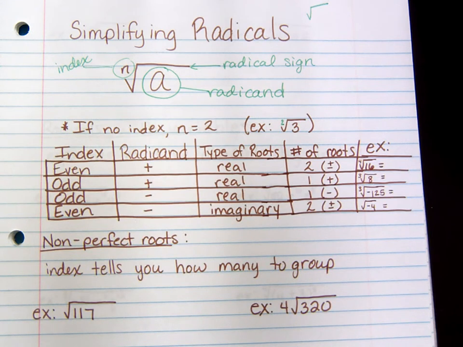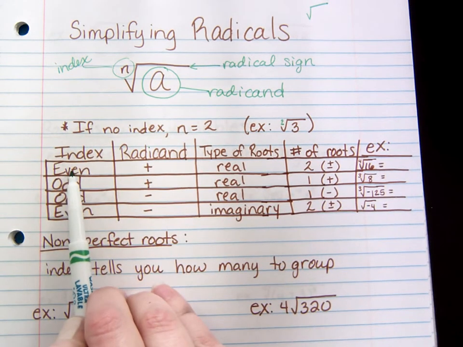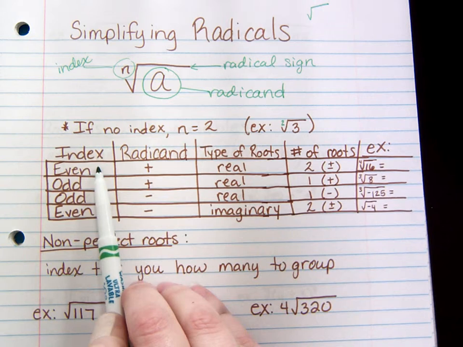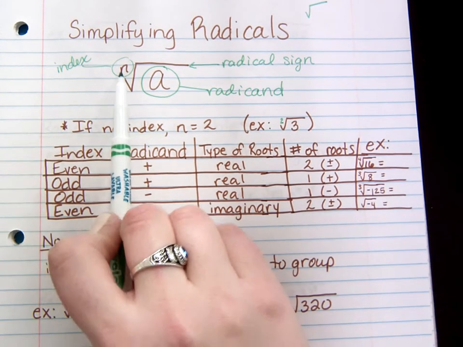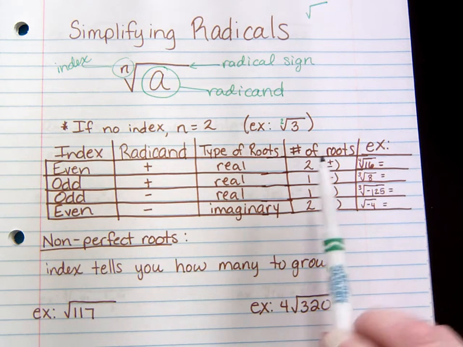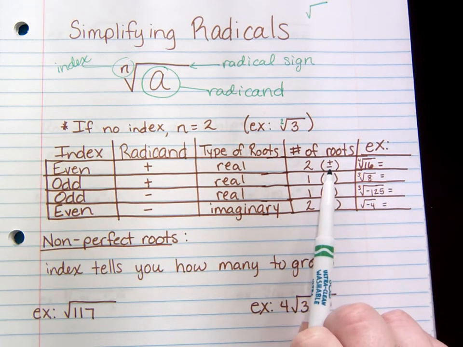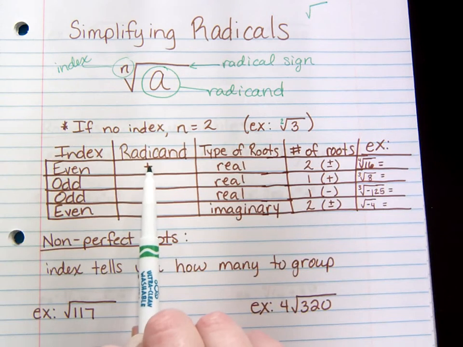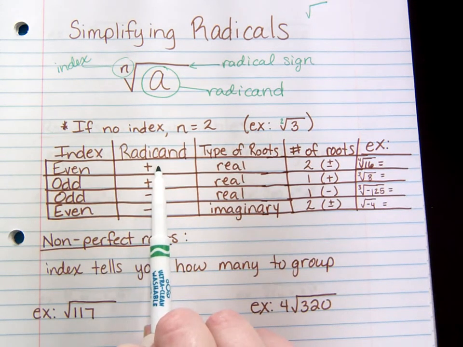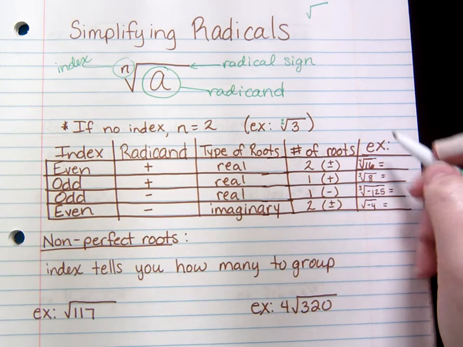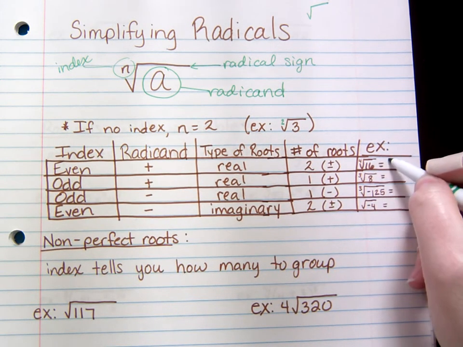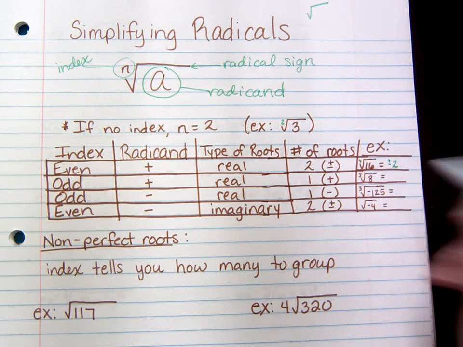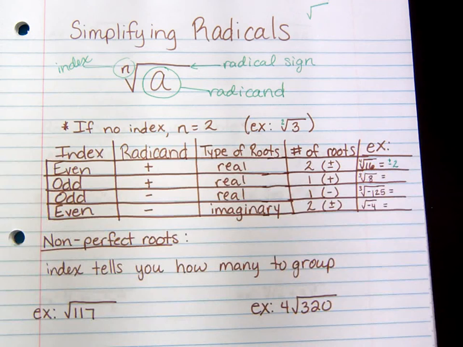Now, if your radical is a perfect root, there's a pattern in the number of possible roots we can get. So anytime we have an even index, like a square root, a fourth root, a sixth root, if your index is even, there are two possible roots, positive and negative. Now, if you're taking an even root of a positive number, you're going to have two real solutions. So for instance, the fourth root of 16 is plus or minus 2. Those are all the possible roots.